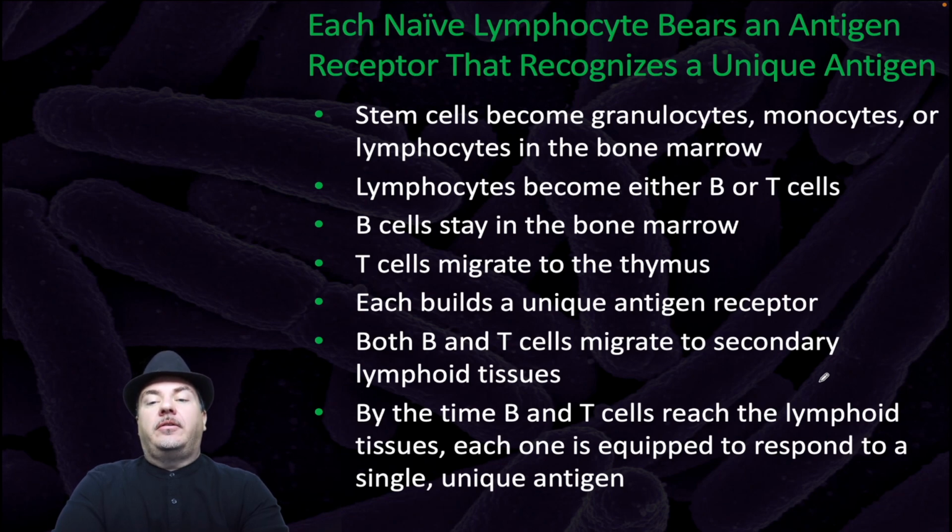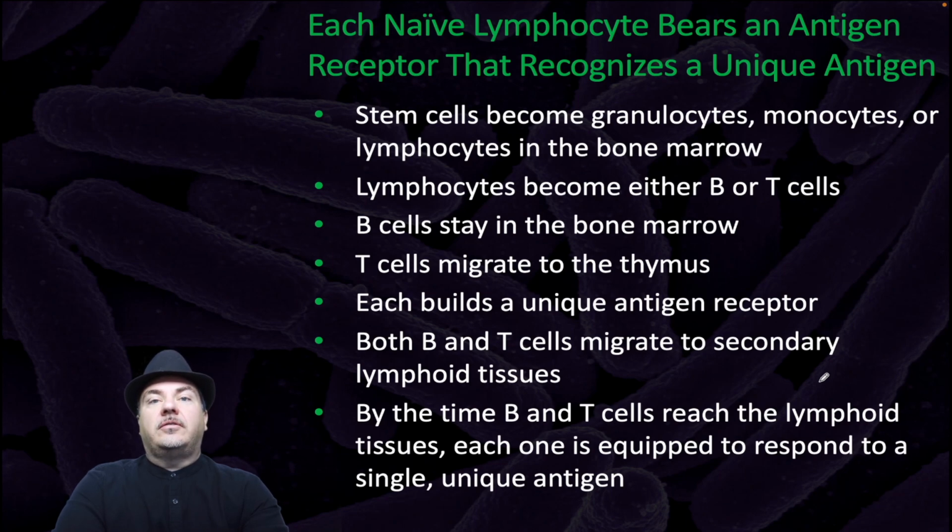Stem cells become granulocytes, monocytes, or lymphocytes in the bone marrow. Lymphocytes become either B cells or T cells. B cells stay in the bone marrow, whereas T cells migrate to the thymus. Each builds a unique antigen receptor. Both B and T cells migrate to secondary lymphoid tissues. By the time the B and T cells reach the lymphoid tissues, each one is equipped to respond to a single unique antigen.